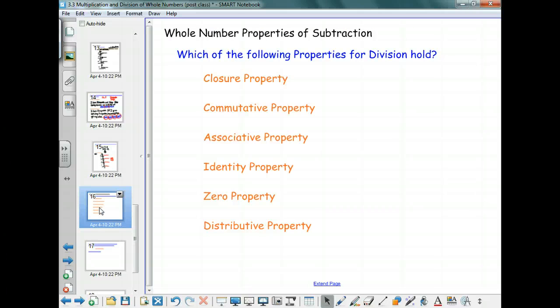A little bit left. Whole number properties of division. Which of the following properties hold for subtraction? Sorry, it says subtraction, it should say division. What happens when you copy paste? Scrap that out, say division. We did it before for subtraction. Everything else is subtraction. Which of the following properties for division hold?